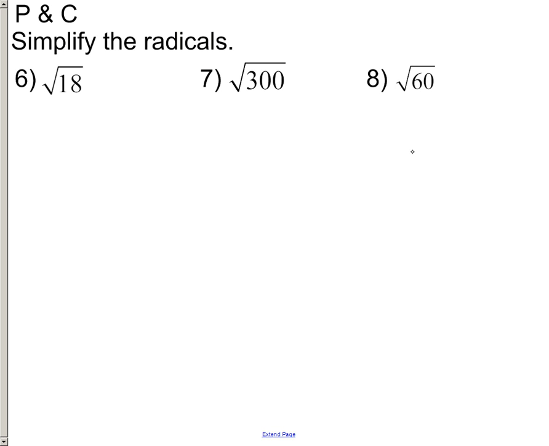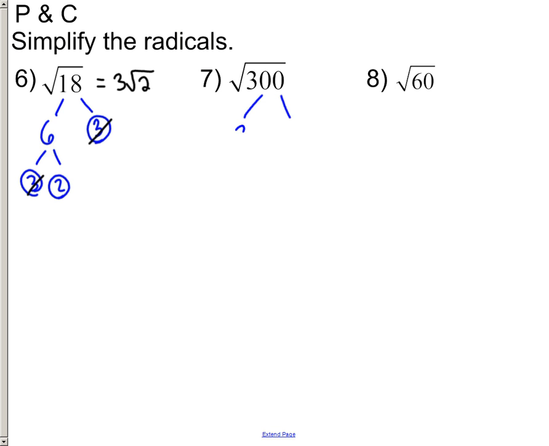Go ahead, hit pause, simplify these 3 radicals, and hit play when you're ready. Okay, I'm going to use, in this case, let's use 6 and 3. This is a prime number, so I'll circle that one. This one breaks down to 3 and 2. That's our prime numbers. This 3 pairs up with that 3, so that gets a 3 on the outside, and 2 is left on the inside. So 3 radical 2 is the simplified version.